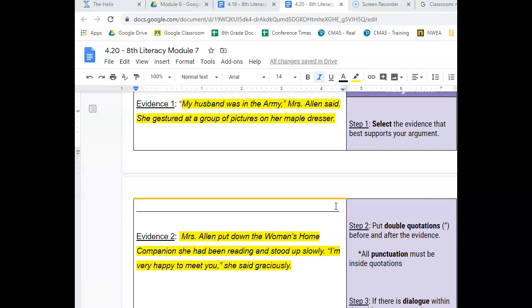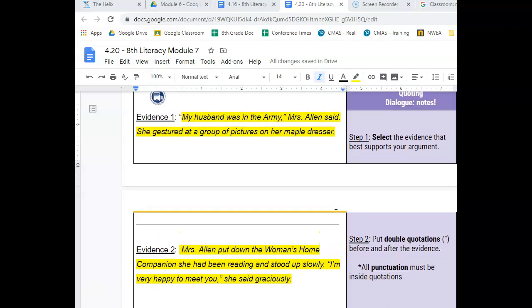within your own response. So, step one, just as you would always do, you're going to select the evidence that best supports your argument. I did that here as an example for evidence one. Step two is I'm going to put double quotation marks before and after the evidence. This would be the same thing as you would have always done with evidence.